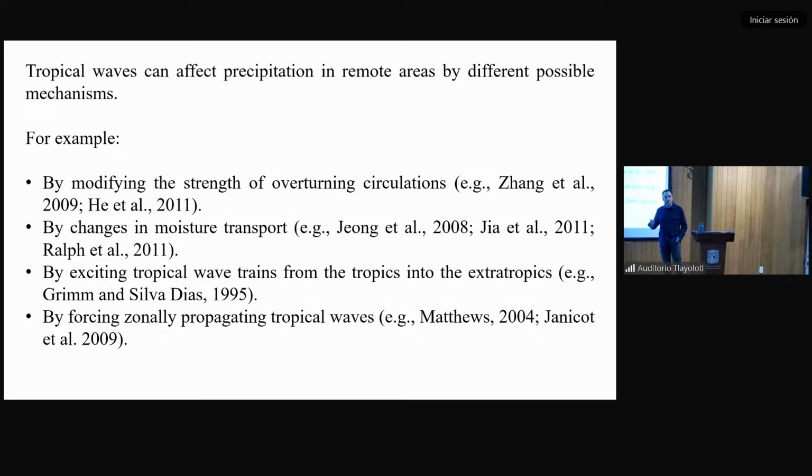And if you have more moisture available, it will make it more probable to form deep convection in a certain place, or they can take the moisture away and it makes it harder for convection to develop in that region.